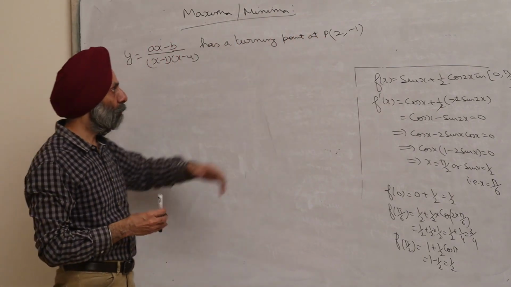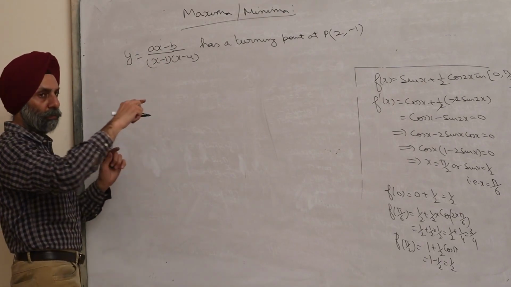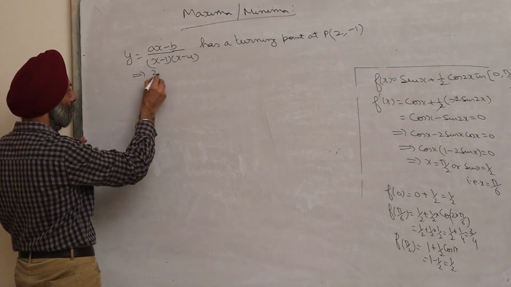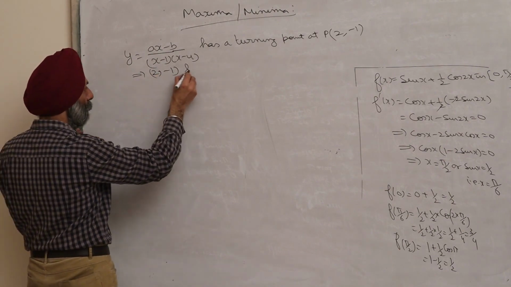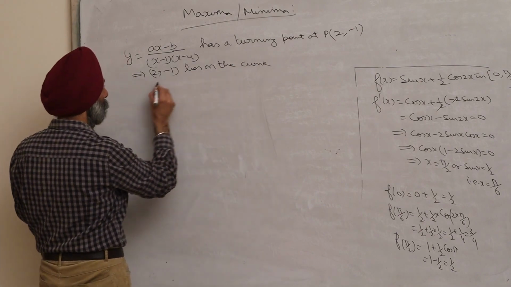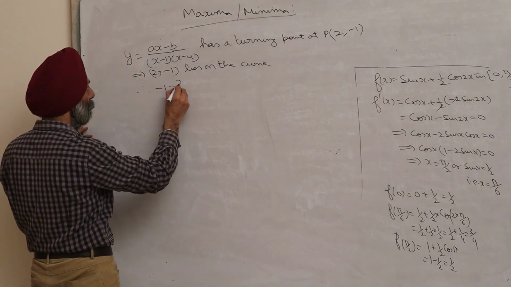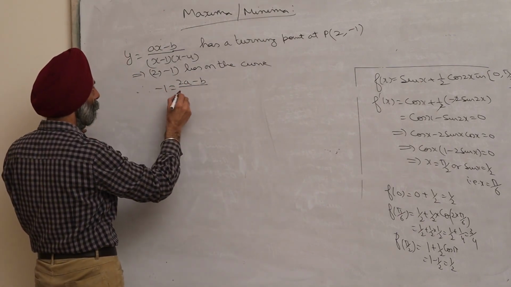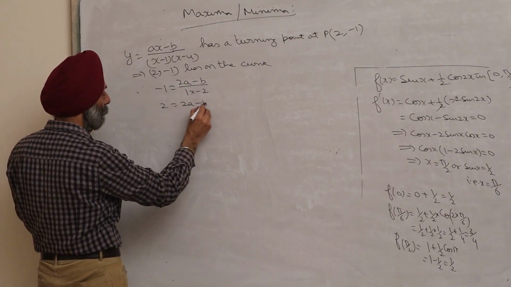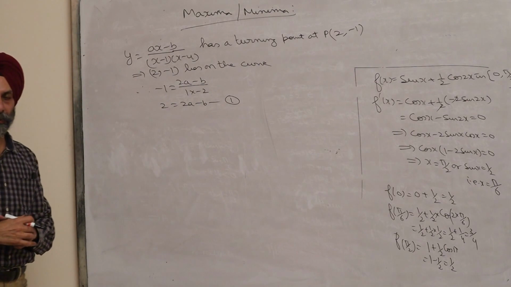maximum at P here. Now the curve turns at the point (2, minus 1), which implies (2, minus 1) lies on the curve. So therefore minus 1 is equal to (2a minus b) upon 1 into minus 2. So 2 is equal to 2a minus b. This is the relation which we are getting here.